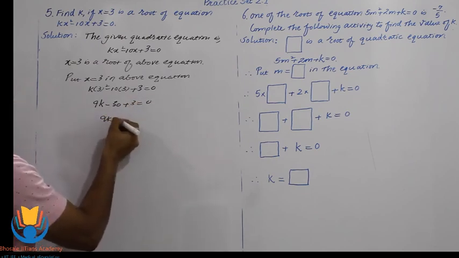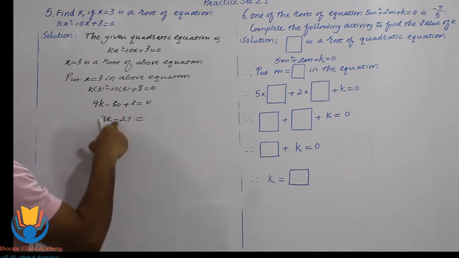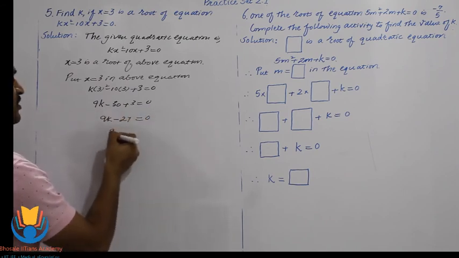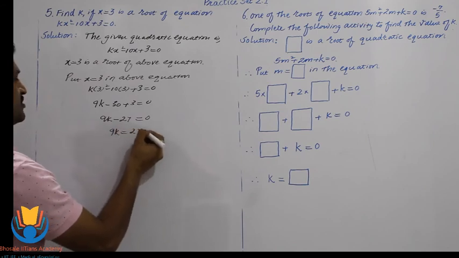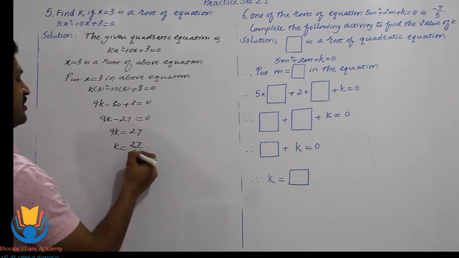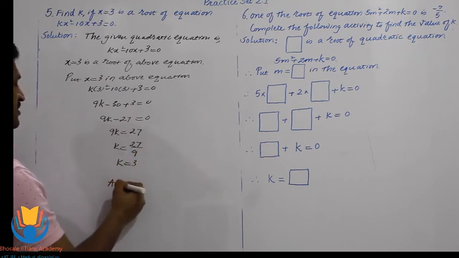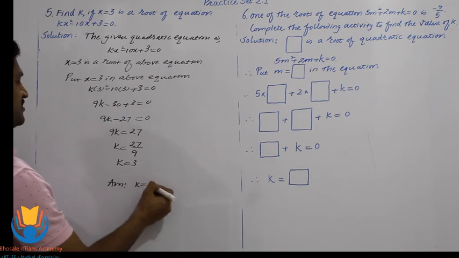So 9k minus, we will subtract those two numbers and take the sign of the greater number. Therefore 9k is equal to plus 27, and k is equal to 27 upon 9. Therefore k is equal to 3. So let's write the same in the answer, k is equal to 3.